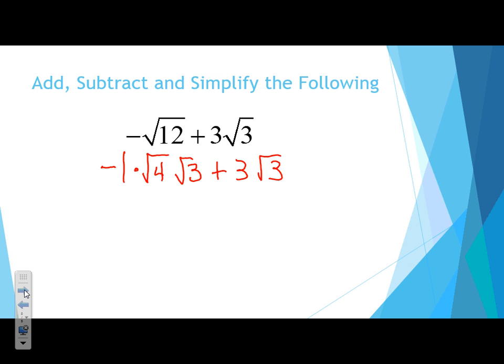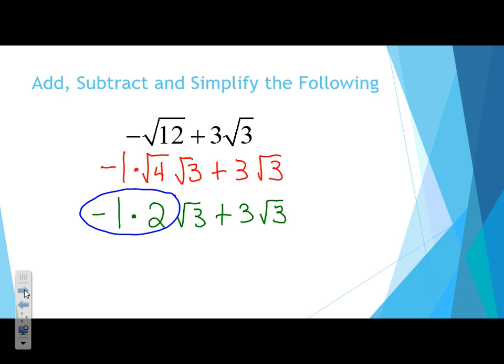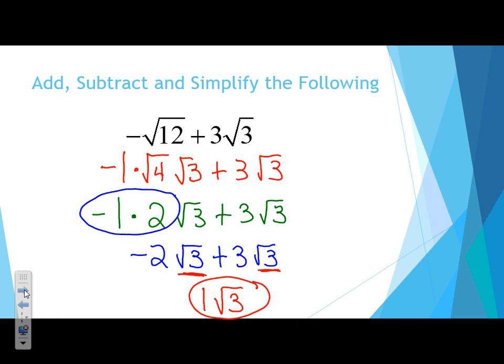Breaking this down, I have negative 1 times square root of 4 is 2 square roots of 3 plus 3 square roots of 3. This right here I can simplify. Negative 1 times 2 is a negative 2 times the square root of 3 plus 3 square roots of 3. Now that they're the same right here, I can combine. So I have negative 2 plus 3, which gives me 1 square root of 3. And that, ladies and gentlemen, is our answer.